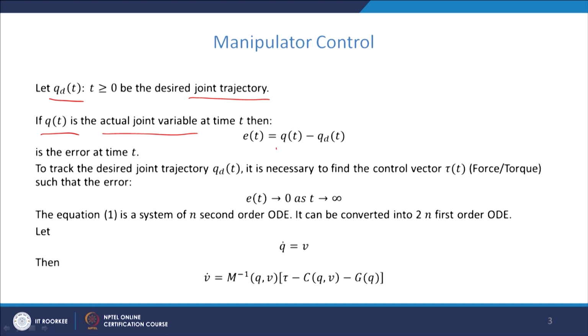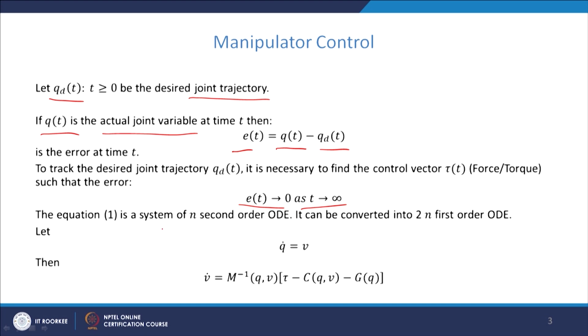The error between the current value and the desired value denotes the error at time t. It is an n dimensional vector. The aim is to find the control, the torque vector, in such a way that the error converges to 0 as t tends to infinity. Theoretically we say that the error should tend to 0 as t tends to infinity, but in practice the error must tend to 0 as quickly as possible, so that the desired trajectory is tracked.